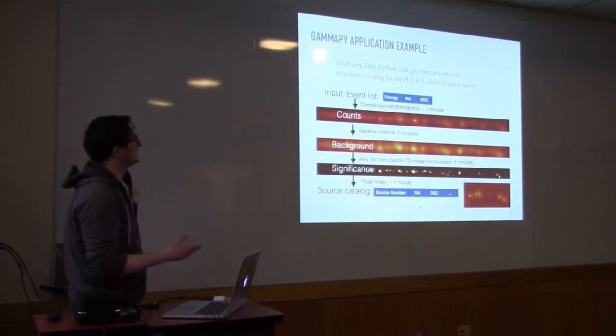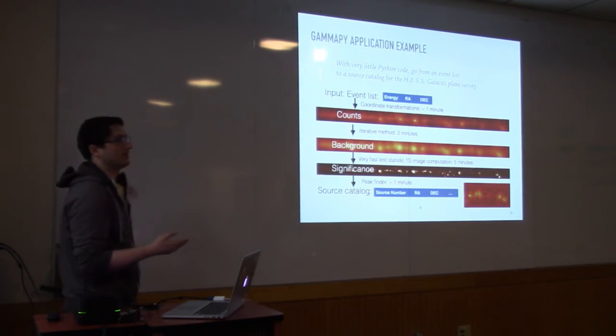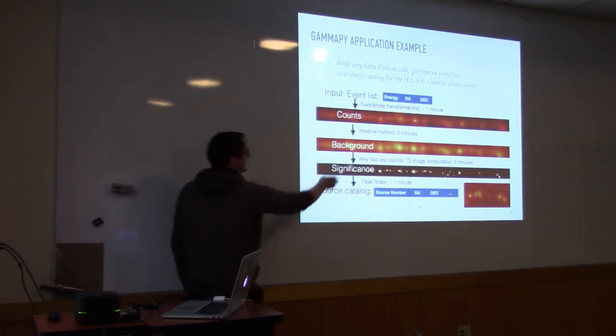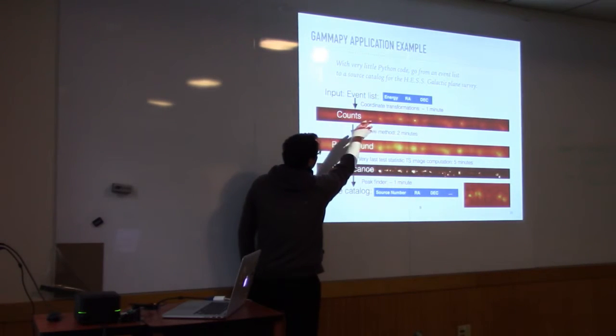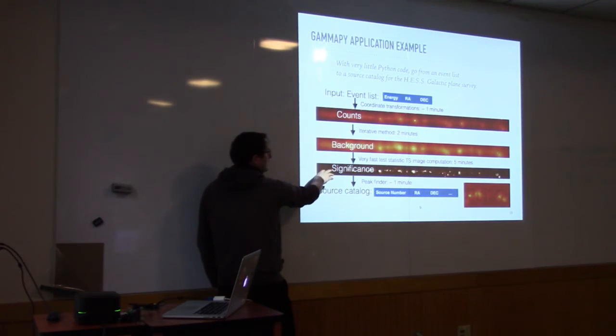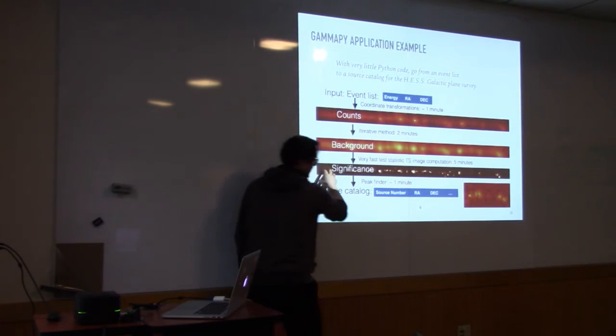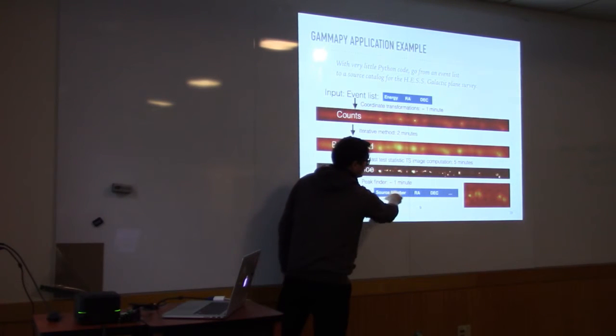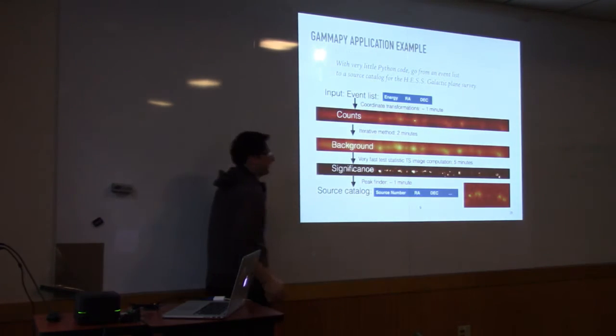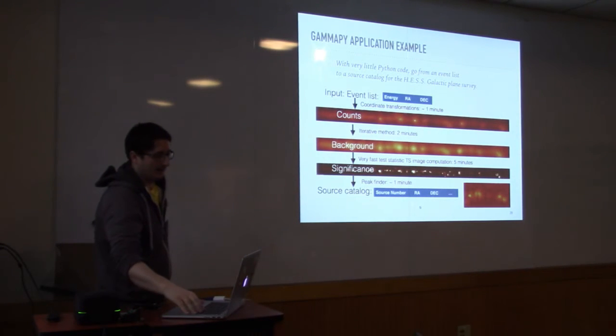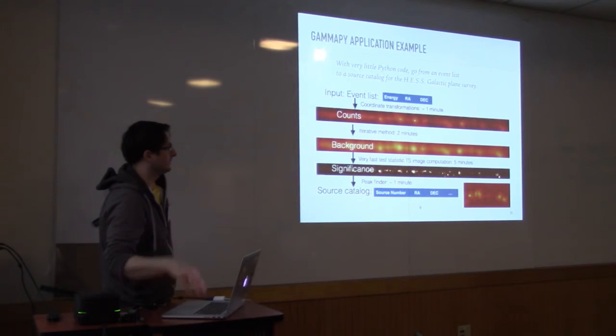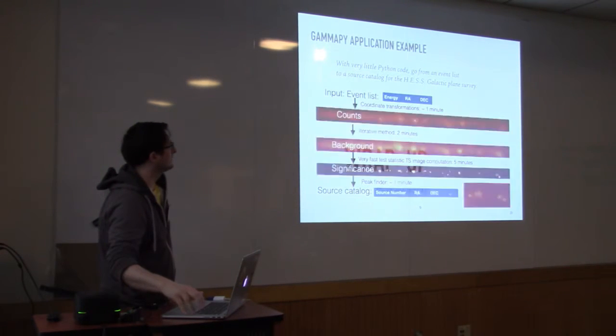Just one application example, what you can do is with very little Python code, you can start with an event list where you just have the energy and position for each event, make a counts map, make a background model, and then by comparing those, make a significance image and run a peak finder like from photutils or something and get out a source catalog. I think this is very powerful, the combination of packages, Astropy, and the ecosystem it has built.